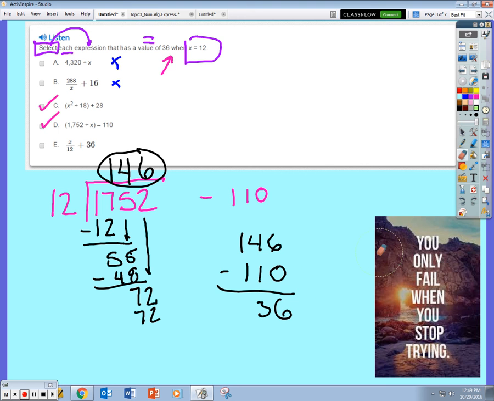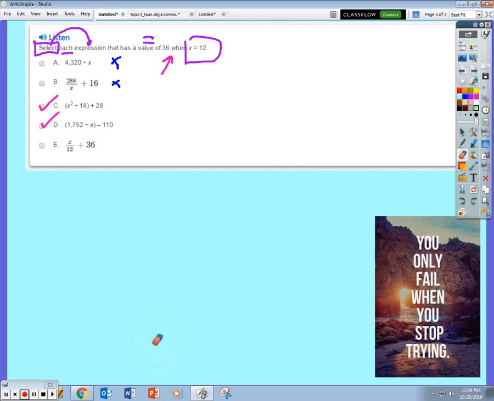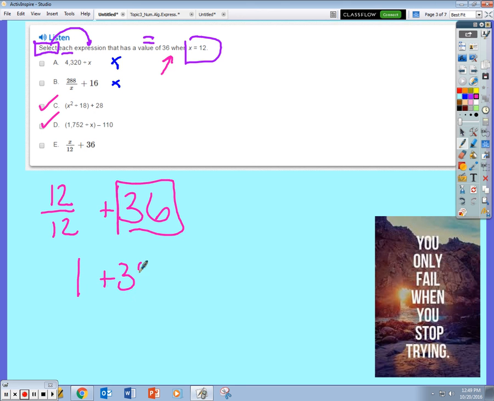Oh, this problem's taking me forever. But again, I want to get these right, so I'm going to go through those extra steps. I want to get the best score I can on this assessment. It says x divided by 12. Oh, wait. The quotient of 12 divided by 12 plus 36. Oh, they're tricky here. They're expecting me to see 36 here and check it. But I know that 12 divided by 12 is 1. And 1 plus 36 gives me 37, not 36. So those are my 2 answers, C and D.